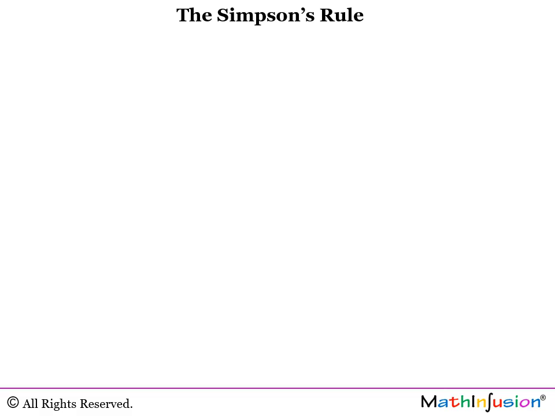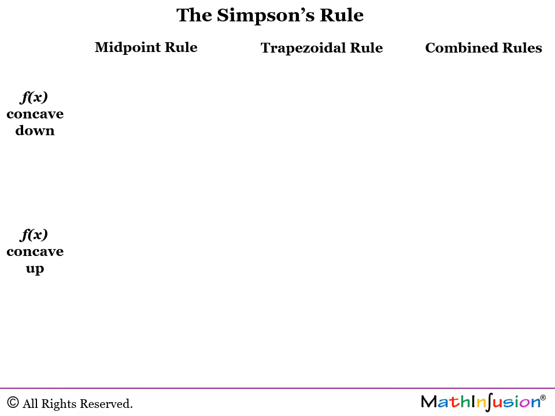The Simpson's rule. Let's see what happens only on one subinterval for which the function is concave down and up. Let's start with concave down.